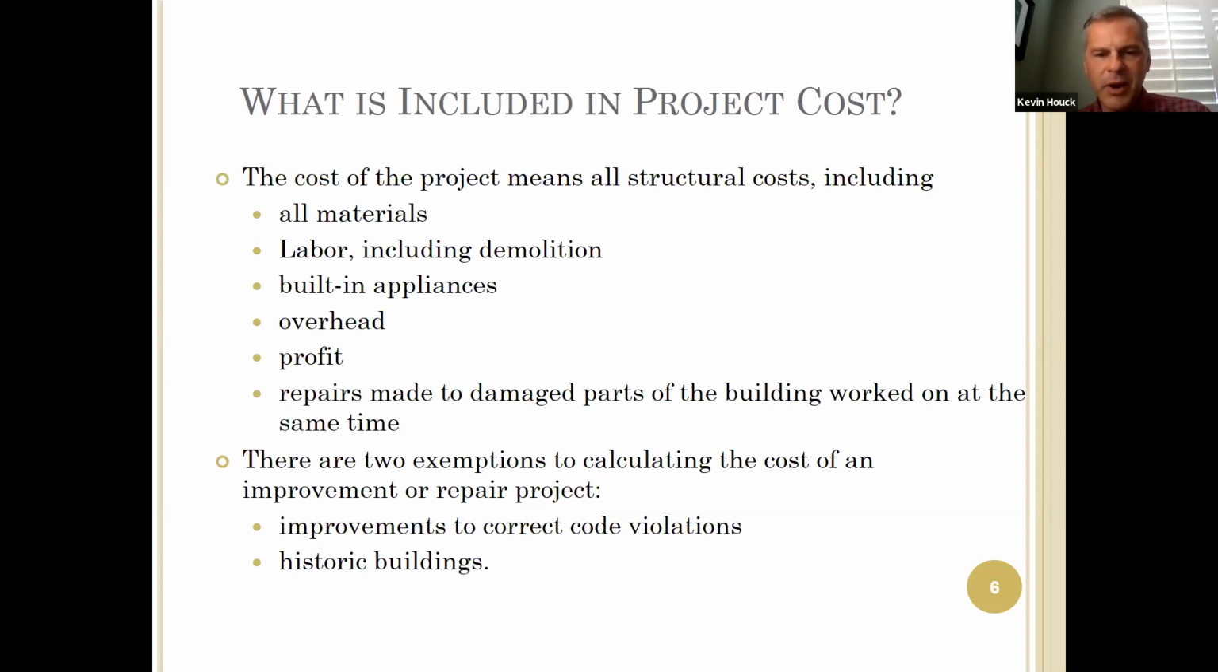The first talks about improvements to correct code violations. And what do we mean by that? I always struggle to explain this, so if anybody has anything to add, go ahead and jump in here. But let's just say that you live in a very old building that doesn't meet current code for, let's just say, electricity and plumbing. Let's say your building's 150 years old and you don't meet any of the current codes.